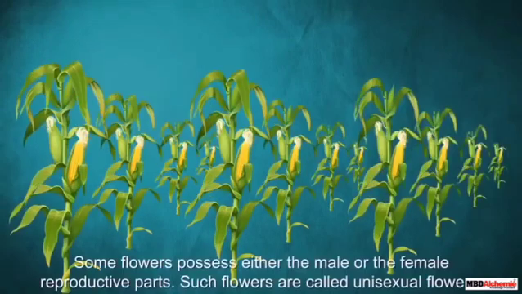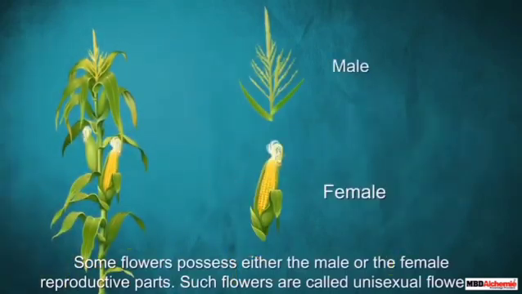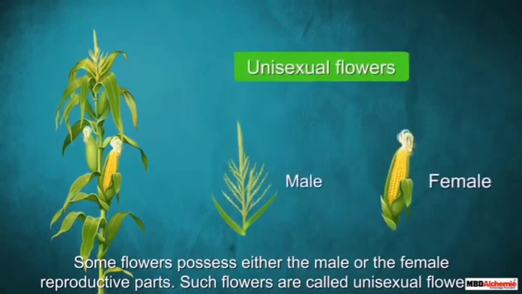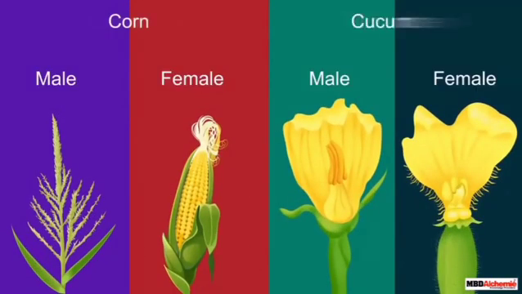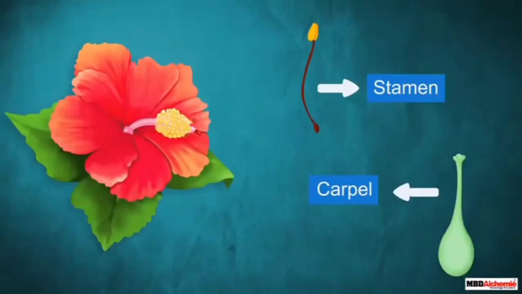On the other hand, some flowers possess either the male or the female reproductive part. Such flowers are called unisexual flowers. Examples include corn and cucumber.